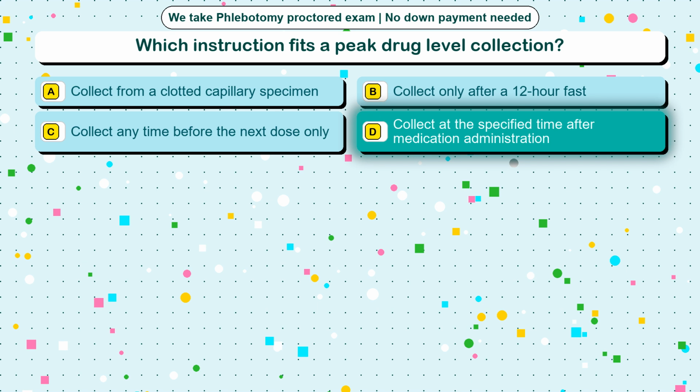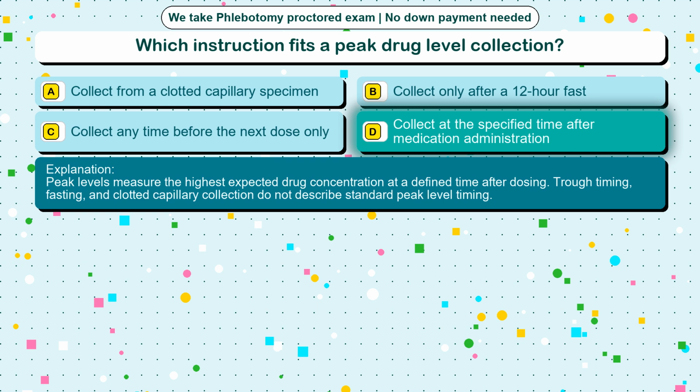The correct answer is option D, collect at the specified time after medication administration. Peak levels measure the highest expected drug concentration at a defined time after dosing. Trough timing, fasting, and clotted capillary collection do not describe standard peak level timing.